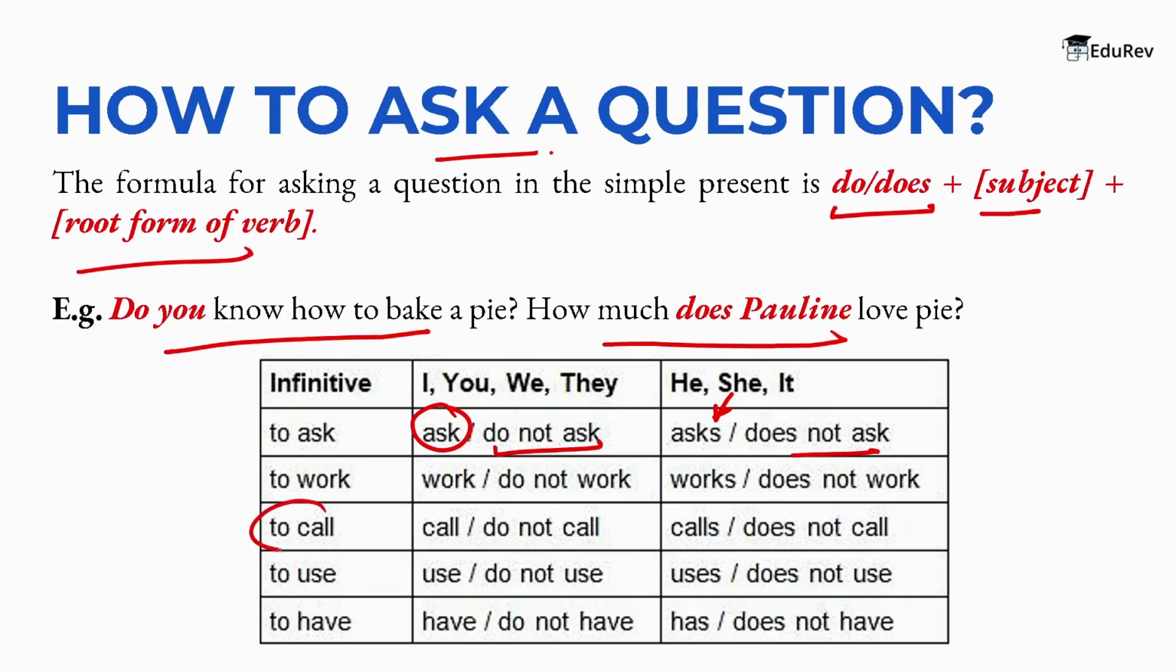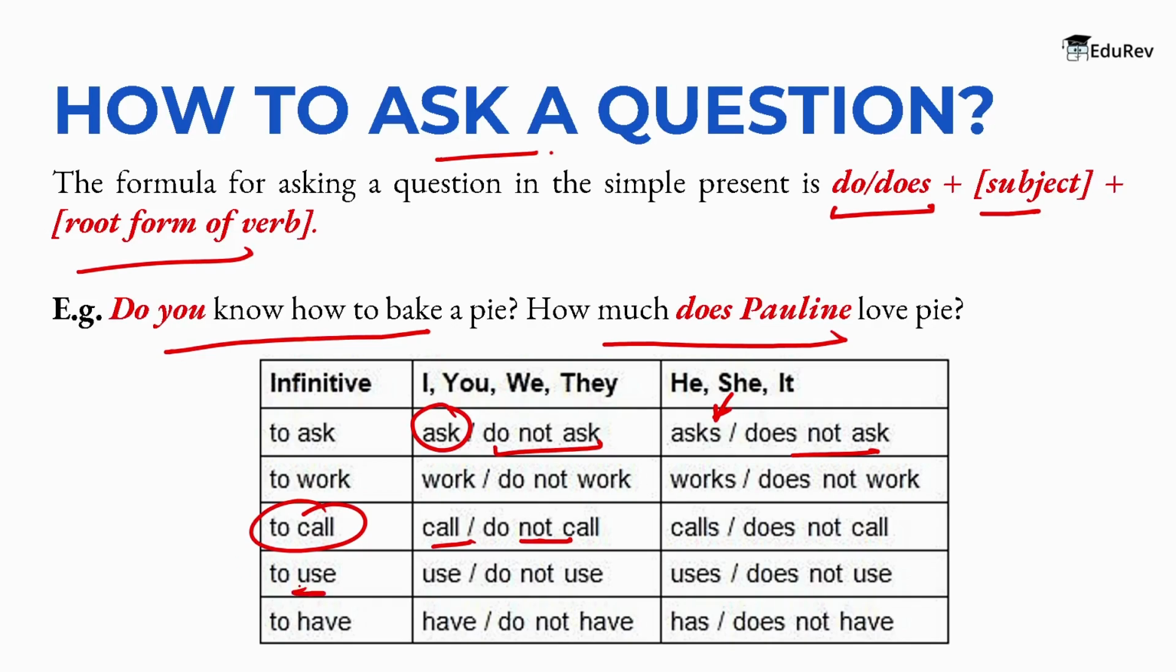Right? When I use to call, it will be I call, I do not call. We do not call. You call, you do not call. For he, she, it, it will be she calls, she does not call. Similarly, it will be he calls or he does not call. And similarly, it will be for it as well.